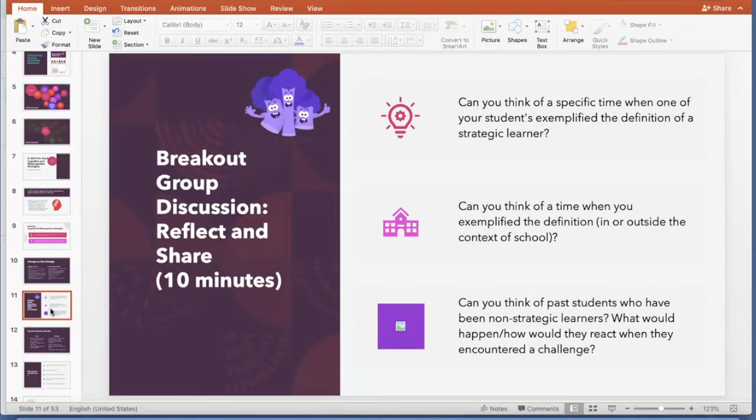Or you can talk about a time when you exemplified the definition of a strategic learner outside of school. Or you can think and talk about past students who have been non-strategic learners and how they would react when they encountered really challenging problems.